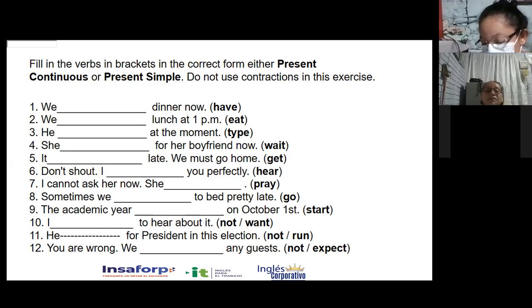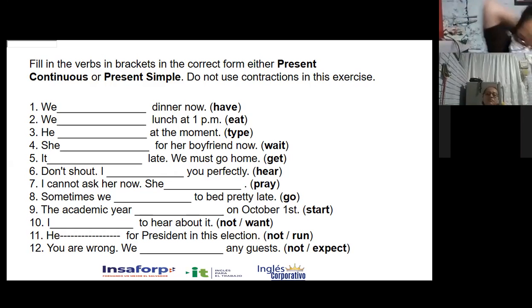And the last one. You're grown. We not expect. We don't expect any guest, right? So you're grown, we don't expect any guest. This will be the best answer for this exercise.